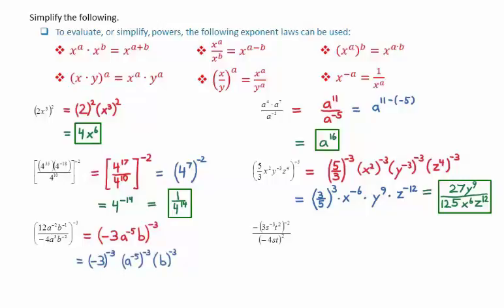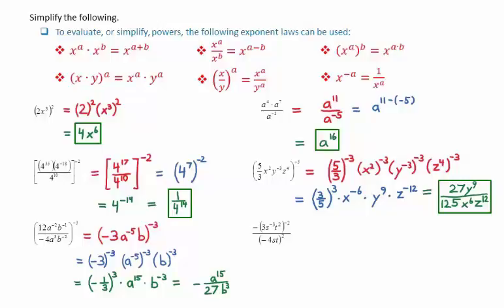We then raise everything inside the brackets to the negative 3. Negative 3 to the negative 3, a to the negative 5 to the negative 3, and b to the negative 3. Negative 3 raised to the negative 3, we can remove the negative from the exponent and change the negative 3 to negative 1/3, the reciprocal. For the a to the negative 5 raised to the negative 3, we simply use the power law. Multiply negative 5 times negative 3, giving us a to the 15. And then we also have the b to the negative 3.